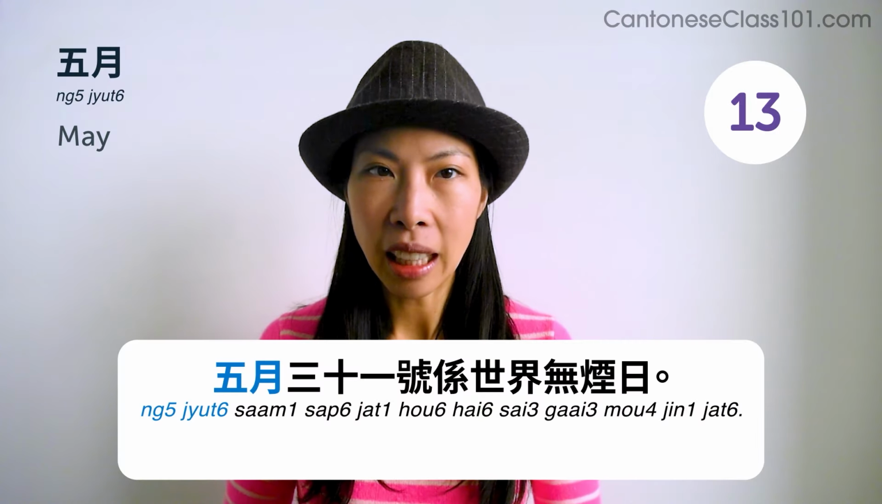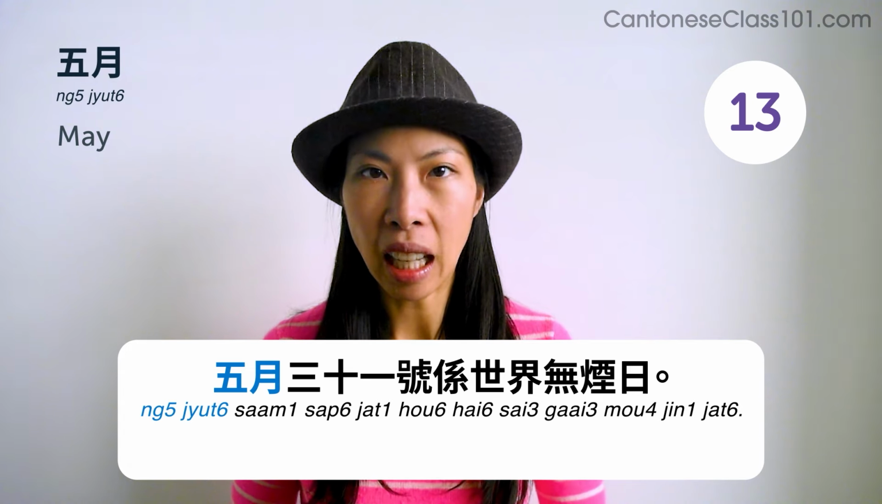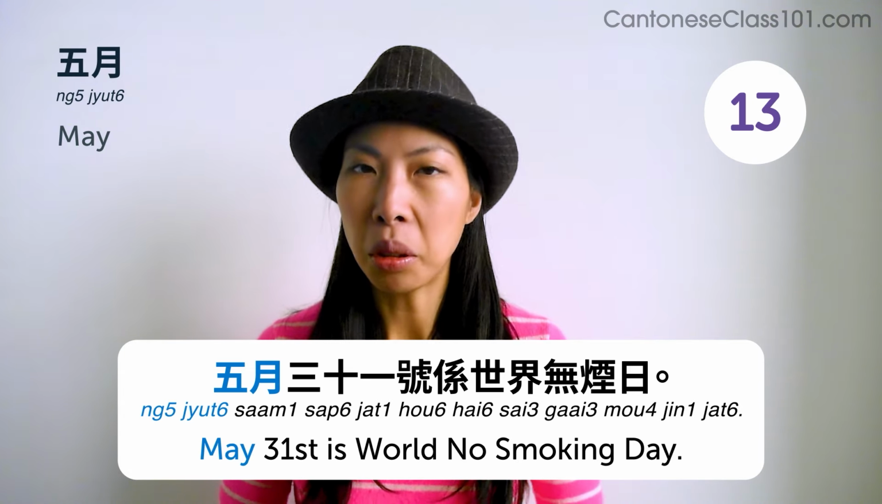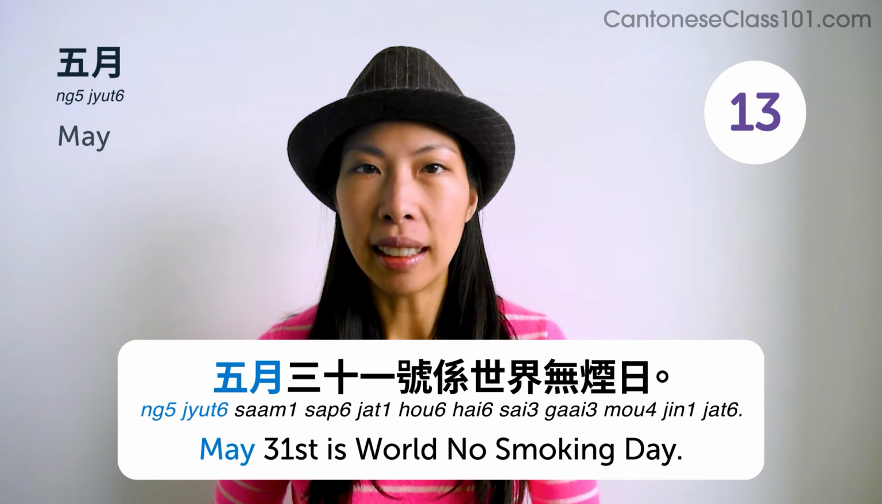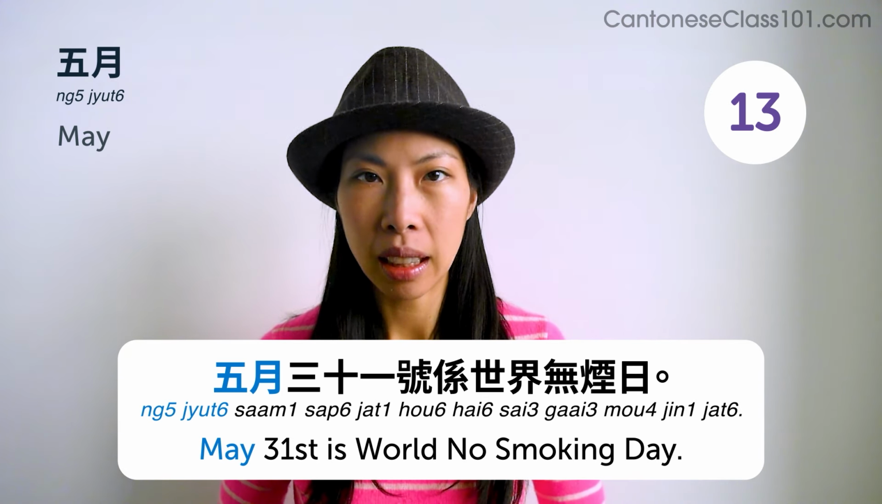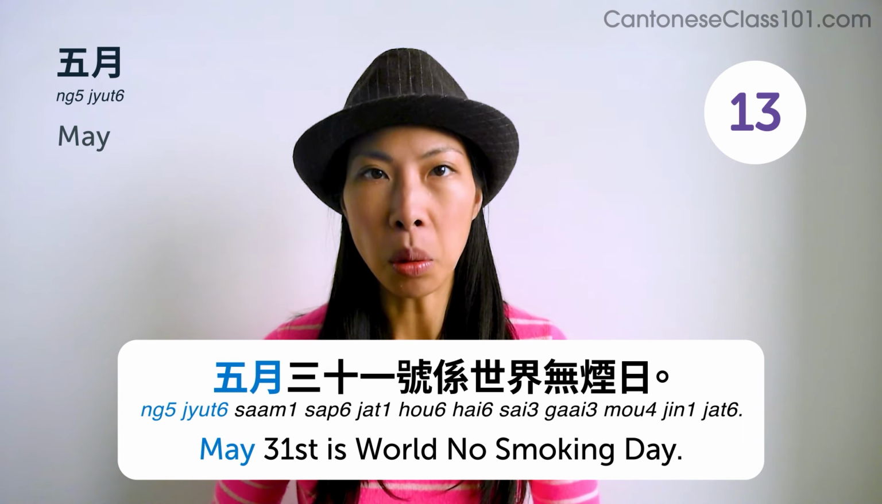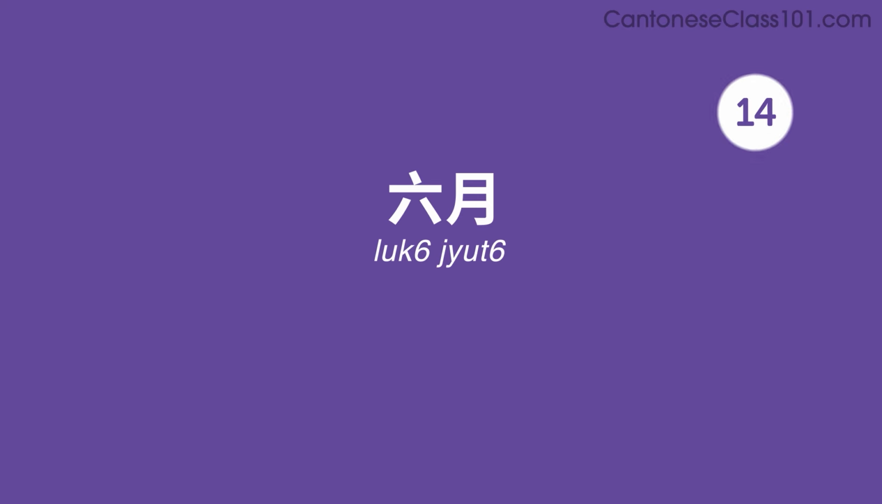五月, May. 5月31號係世界無煙日. May 31st is World No Smoking Day. 6月, June. 六月, June.